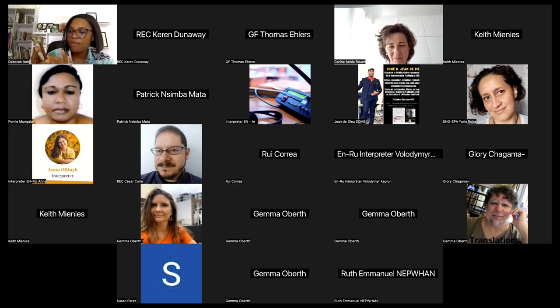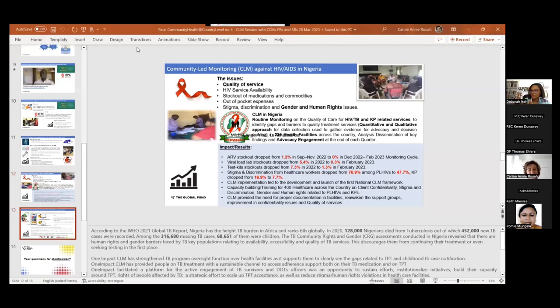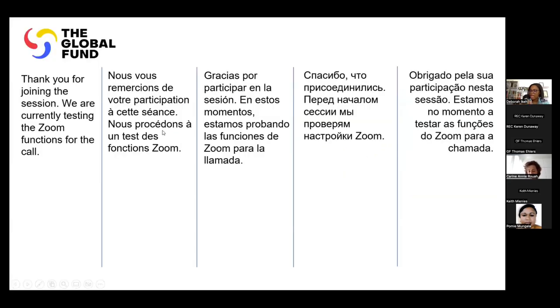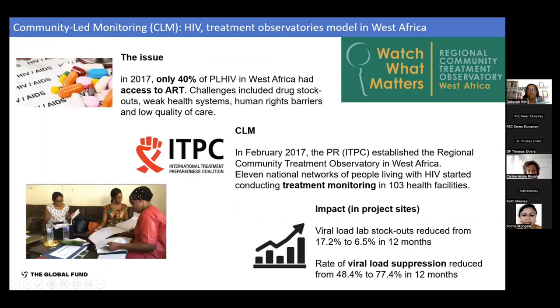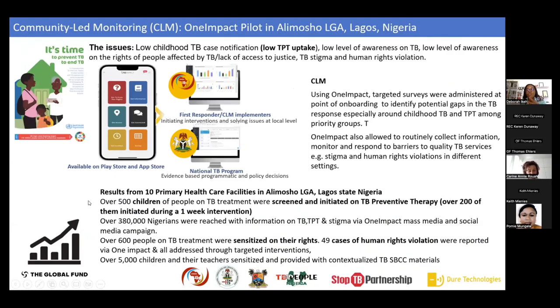So it's available free of charge. I would encourage every single person on this call to go ahead and download the application free of charge. You don't have to pay for it. And I encourage other countries to also go ahead and integrate One Impact into their TB response, because it's a magic. It gives you real-time data that are provided from people that are affected by TB in the communities. So as you can see, this is the app.